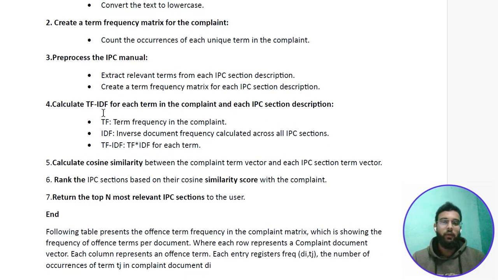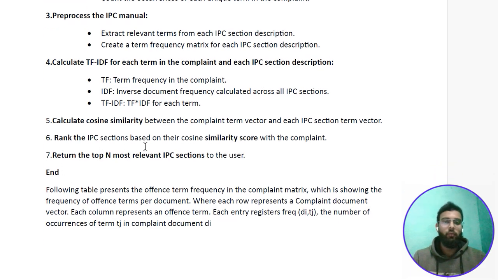Fourth, we will calculate the TF-IDF for each term in the complaint and each IPC section description. The TF is the term frequency in the complaint, IDF is the inverse document frequency calculated across all IPC sections, and the TF-IDF is TF times IDF for each term. Fifthly, we calculate the cosine similarity between the complaint term vector and each IPC section term vector. Sixthly, we rank the IPC sections based on their cosine similarity score with the complaint. Seventhly, we return the top and most relevant IPC sections to the user.